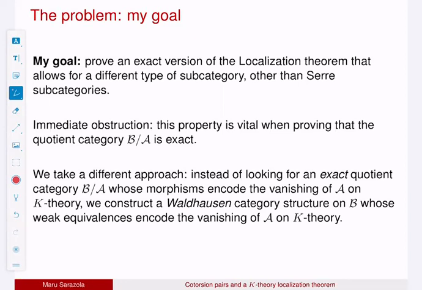And so instead of quotienting out by the things in A and making them trivial in this way, we're going to try to make them trivial by using the weak equivalences in our Waldhausen category. So we're going to try to build a co-fiber that's now Waldhausen, and that makes everything in A weakly equivalent to 0. Okay, so that was the goal of my project.